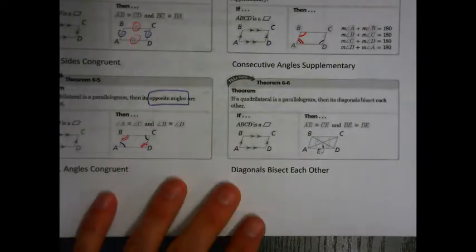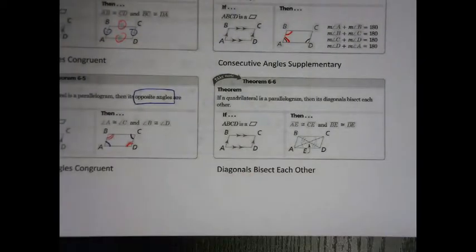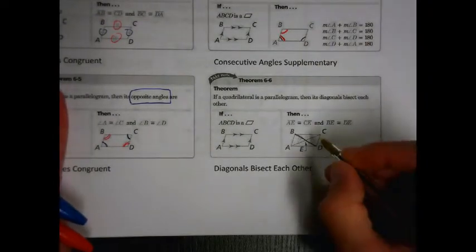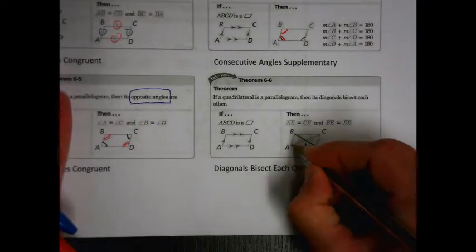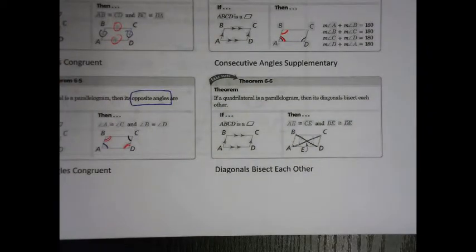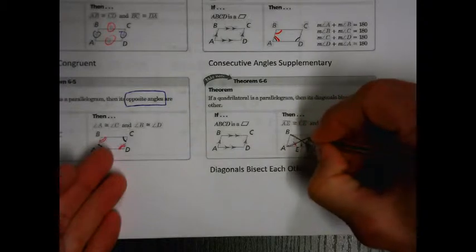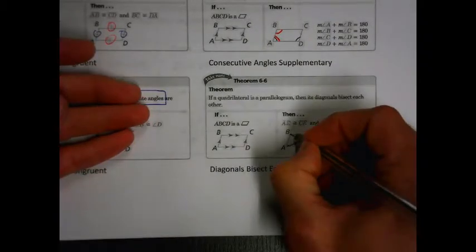And lastly, for parallelograms, if a quadrilateral is a parallelogram, then the diagonals bisect each other. So we got to know the deal with diagonals. From corner to corner, we got a diagonal. If the diagonals bisect each other, they cut each other in half.